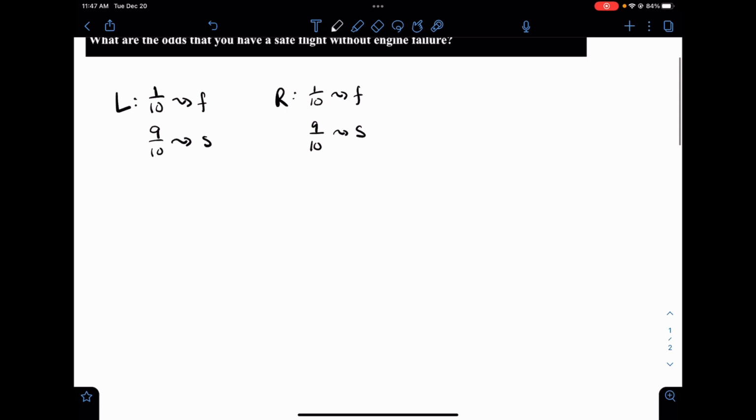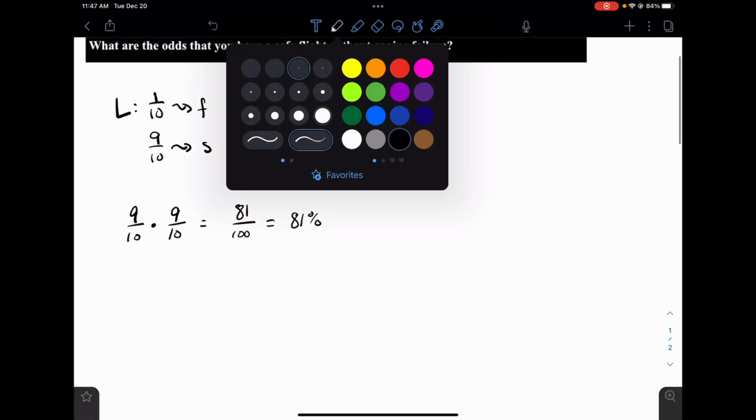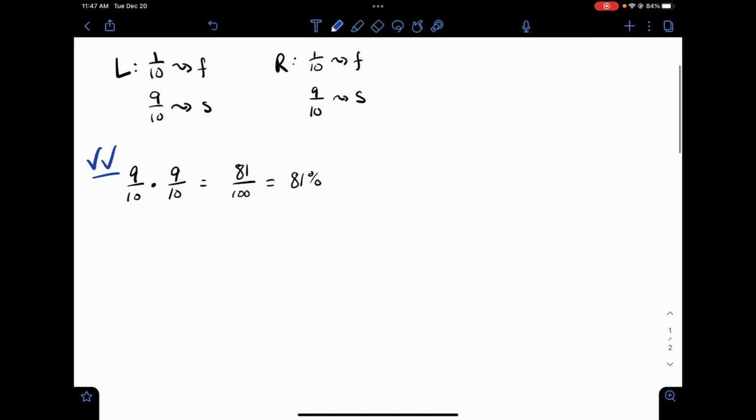What you do in this situation is you just simply multiply. So you have 9 over 10 times 9 over 10 equals 81 over 100, which equals 81% chance of success. So this is the double success situation. And that's the answer to the problem.